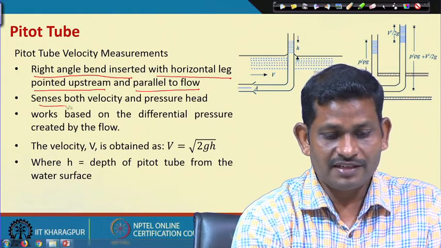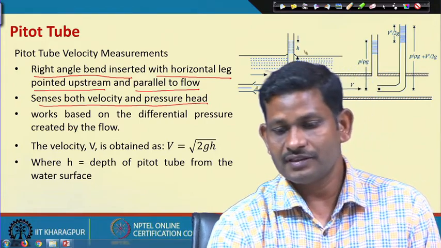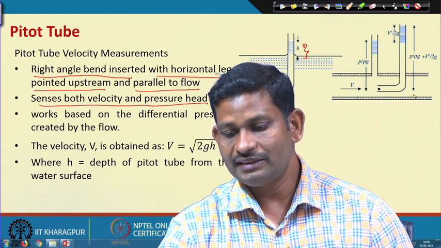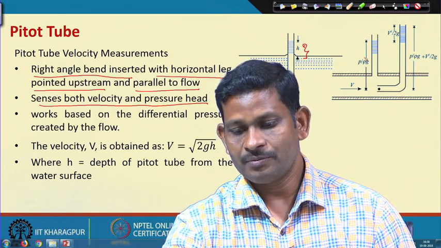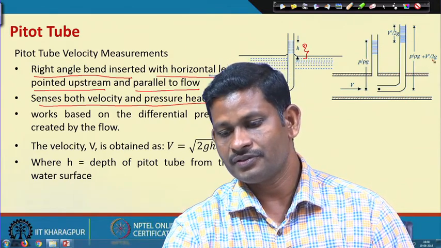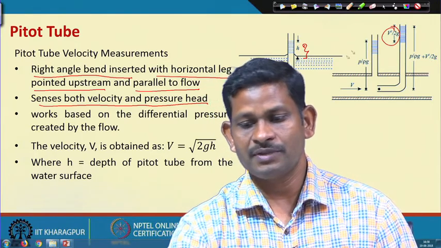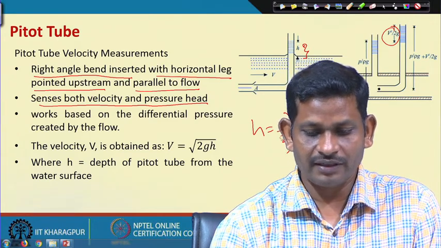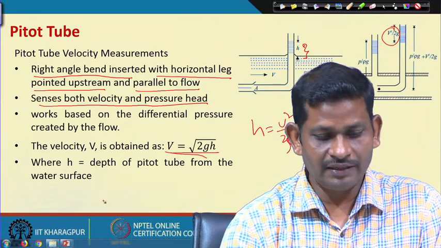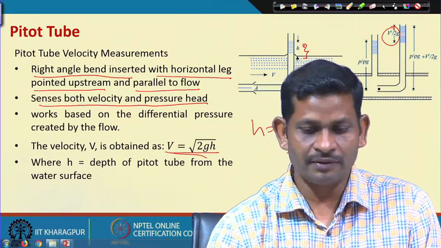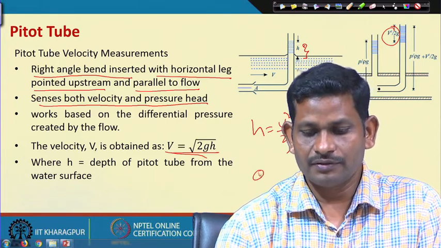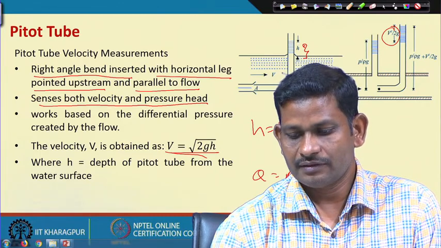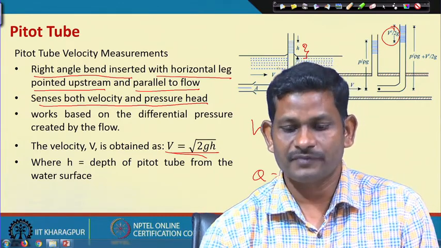Okay, and it senses both velocity and pressure head. So, if you see, this is the pressure head. If you use Bernoulli's equation at the point here and the point here, it is p by rho g, and p by rho g plus v square by 2 g. So, the difference is v square by 2 g, so that h is equal to v square by 2 g. So, you get velocity, and knowing the area of cross section, Q is equal to A into V, right. So, you get discharge.